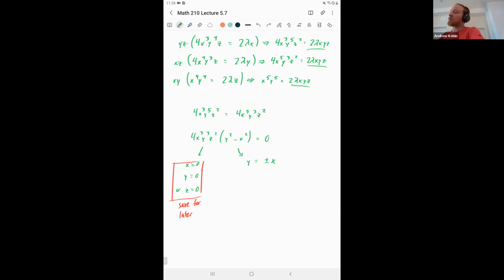Let's apply the same approach, and maybe I'll switch to a different color to stay organized here. I'm going to take the first equation and the third equation, whose right sides are equal, and play those off of each other. So next, let's do 4x cubed, y to the fifth, z squared has to be equal to x to the fifth, y to the fifth.